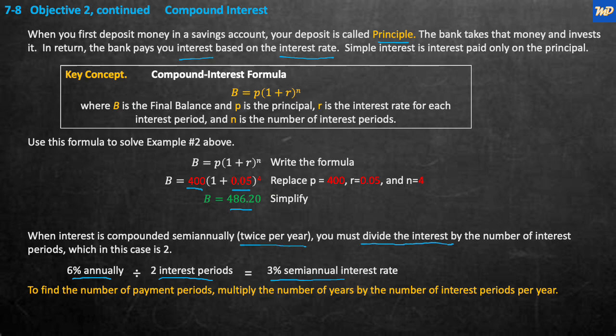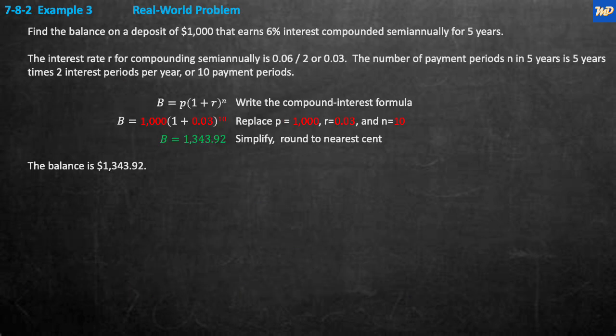Okay? So let's look at a real world problem. Find the balance on a deposit of $1,000 that earns 6%. Remember, that's 0.06, 6%, compounded semi-annually for 5 years. Semi-annually means twice a year for 5 years.